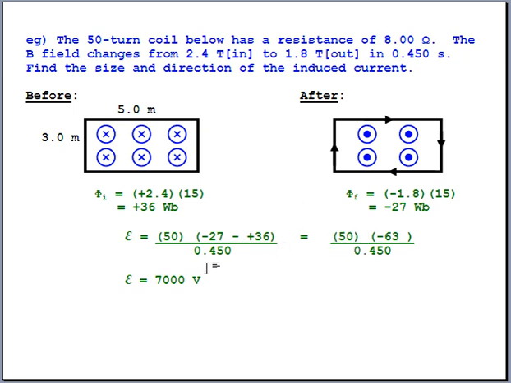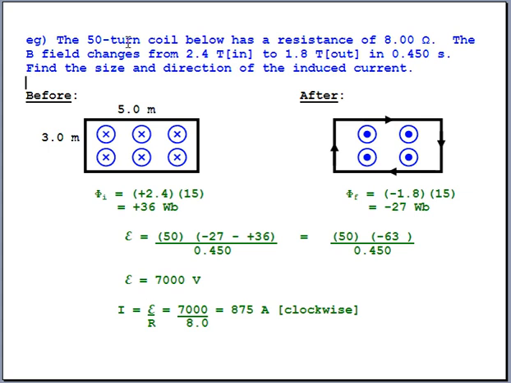So I actually get this massive voltage of 7,000 volts. I should tell you that that only happens for 0.45 seconds. As soon as those 0.45 seconds are done, the 7,000 volts goes away. But during that half-second time, you can figure out the current by just doing Ohm's law, just the voltage divided by the resistance. You would have this impressively large 875 amps, and it's going clockwise.